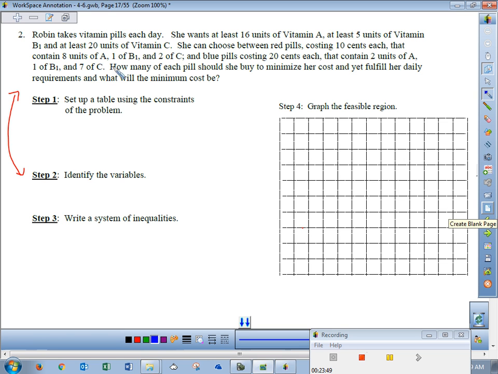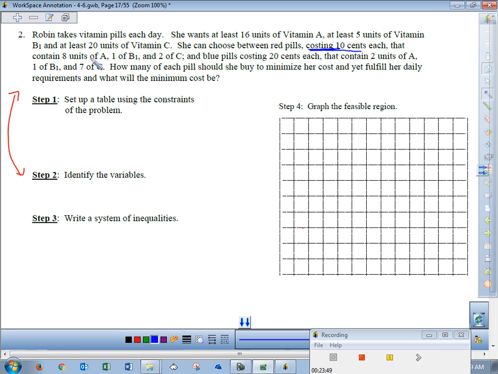So, we got to read for a general overview. Robin takes vitamin pills each day. She wants at least 16 units of vitamin A, 5 units of vitamin B1, and at least 20 units of vitamin C. She can choose between red pills, costing 10 cents each. So, notice this keyword, costing. Right, costing 10 cents each, so just kind of focus on that for a little bit.